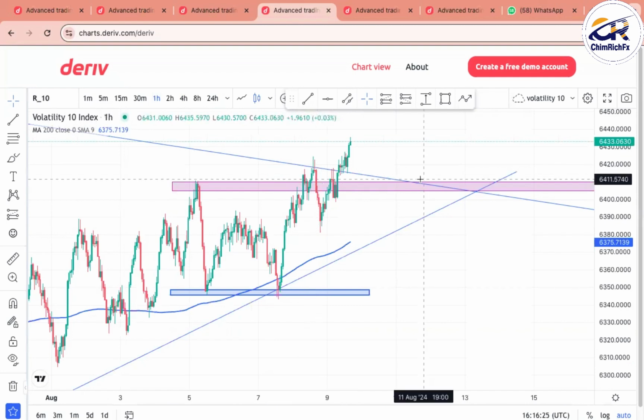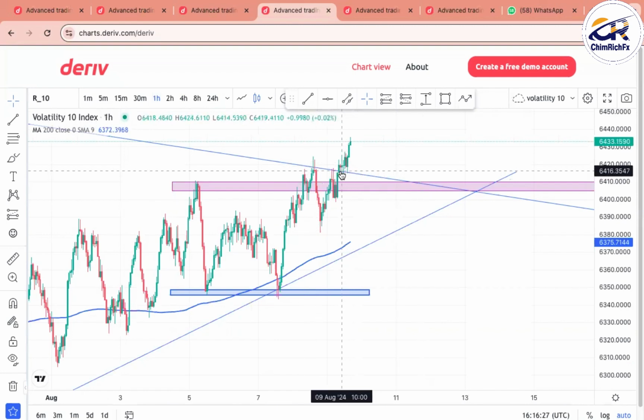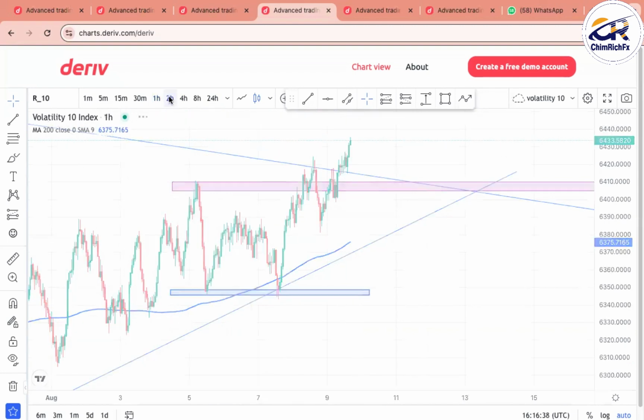And from this trend line, we can see that there is already a breakout and a retest to this trend line. So it has given us a sign already, a clue that there might be a high tendency of this market going on a long buy. So that is that for the V10 index.